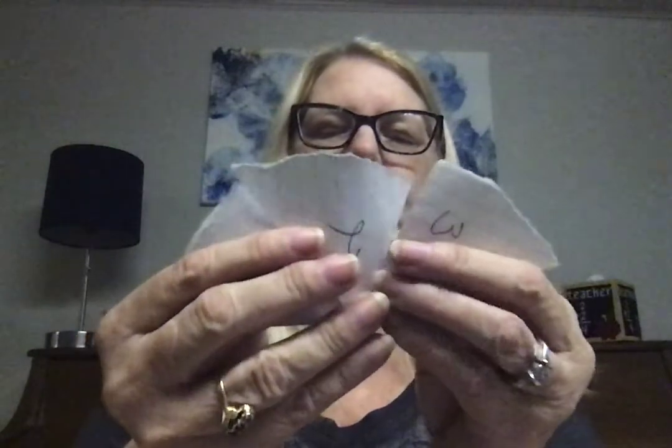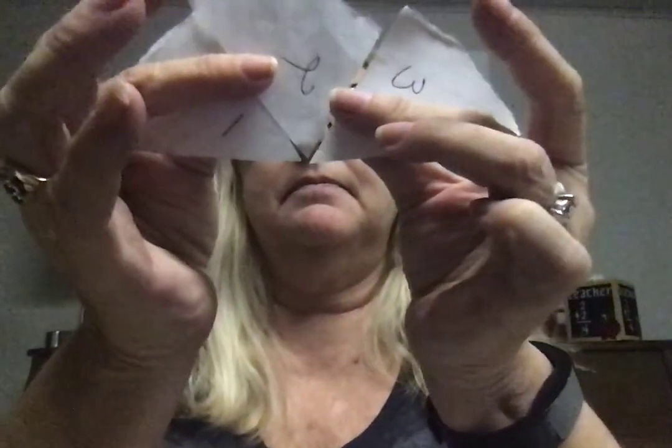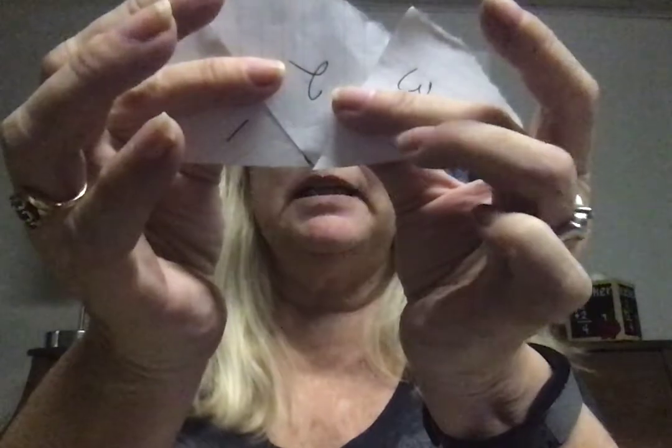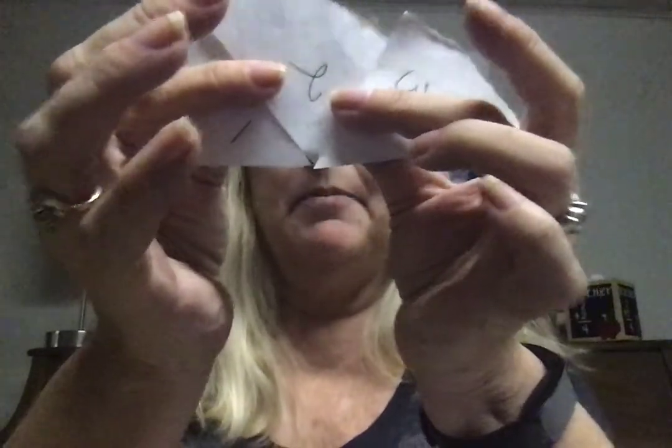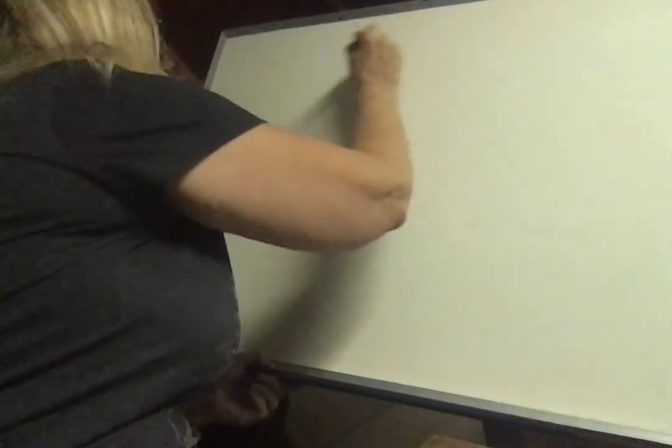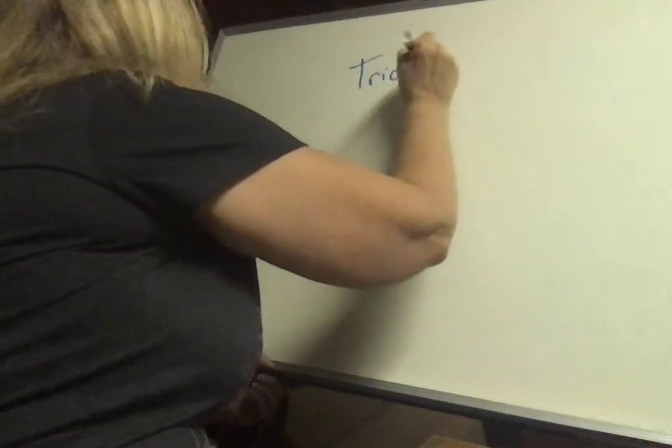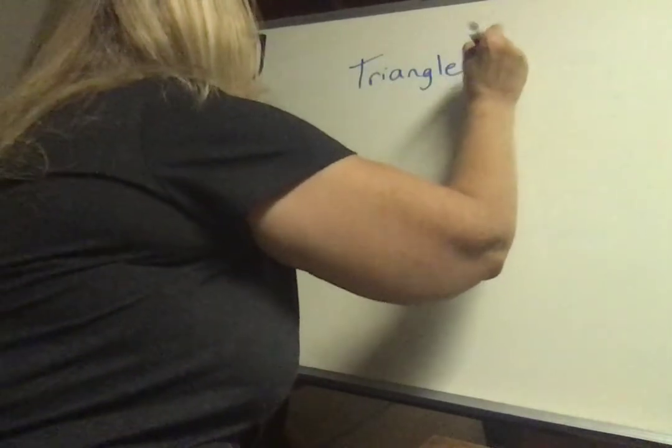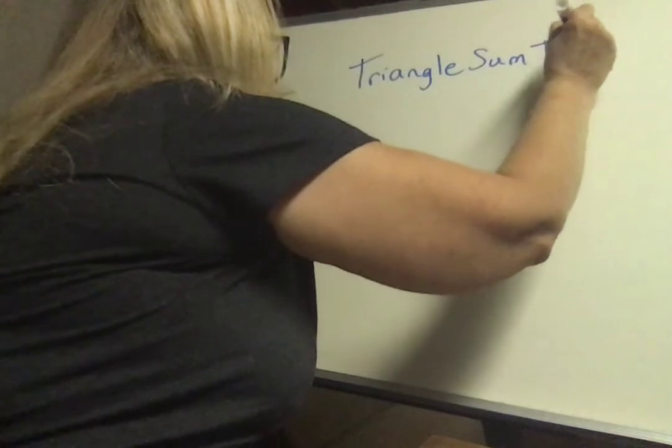And what does that form at the bottom? Hopefully you said a line. How many degrees is a line? Or what is a linear pair called? Supplementary. So the first thing about the interior, it's called the triangle sum theorem.